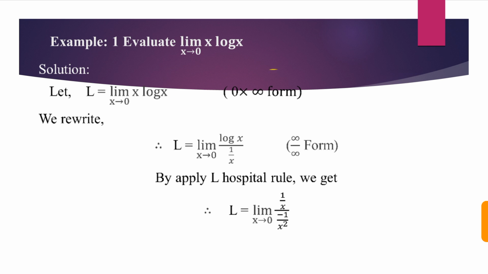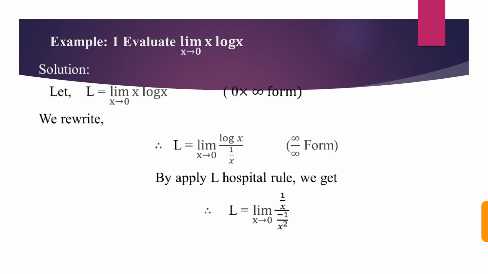Evaluate limit x tends to 0 x into log x. Let's start the solution. Let L is equal to limit x tends to 0 x into log x. We know that the natural logarithm is only defined for the positive x, and so this is the only limit that makes any sense. Now in the limit we get 0 into infinity form, and L'Hospital rule doesn't work on product. It only works on quotient.